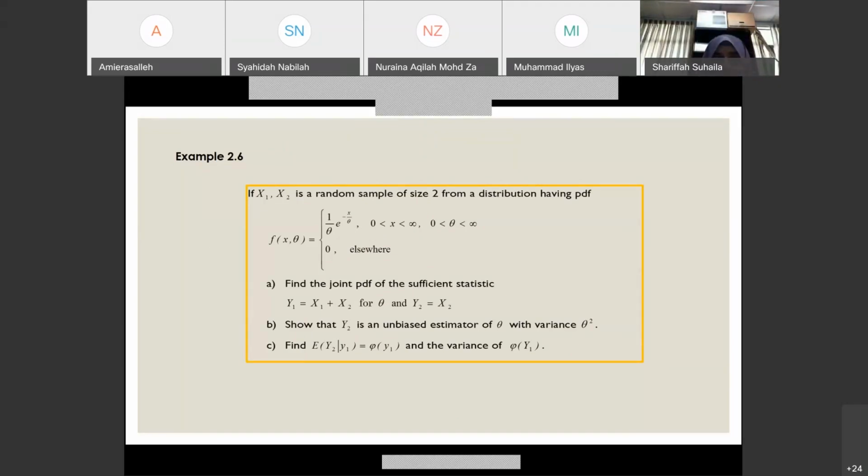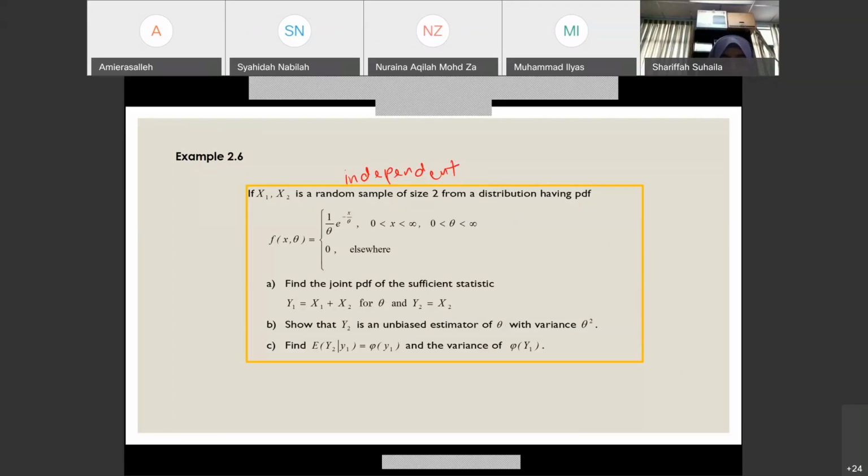Okay. So again, you want to find the joint ini. Sorry ya, tertinggal keywords dia adalah independent random sample. Okay. So again, this one is exponential distribution. So you have 1 over theta, exponential negative x over theta. Okay. So x lies from 0 up to infinity, theta again lah, theta greater than 0.